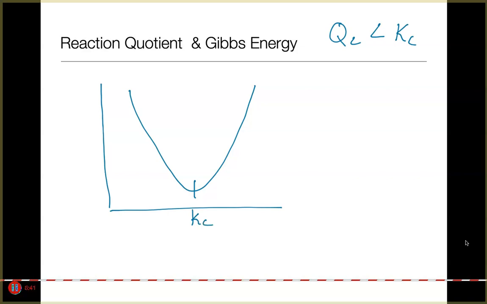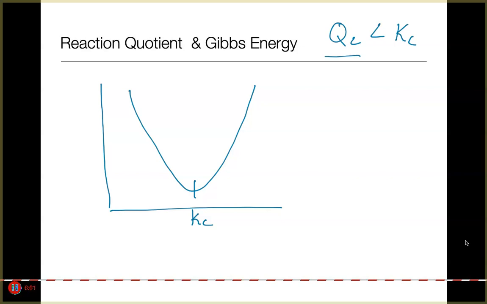And I'm going to call this value down here KC. Actually, this is Gibbs energy that we're plotting, though we don't really need to know that. That's fine, you don't have to label it. This is more just a visual that will help you figure out, does my reaction go forward or reverse?